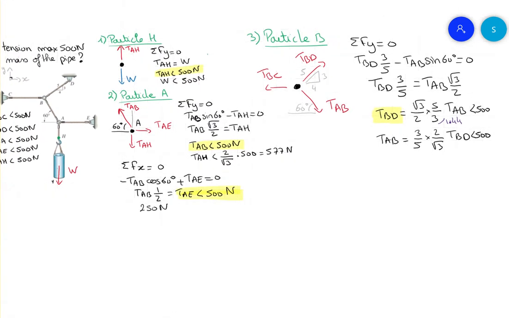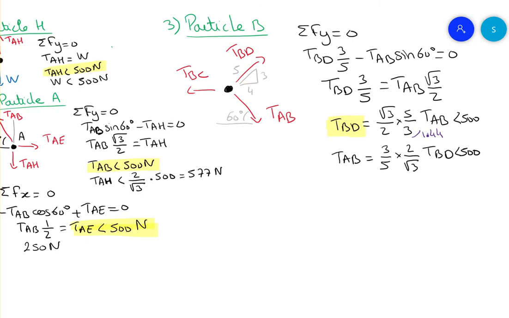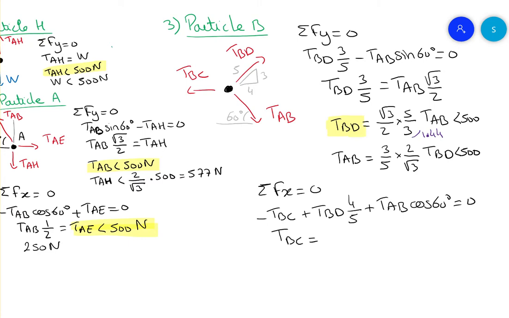And we will do the forces on the y. We will need to come back on all the equations. So now the sum of the forces on x is equal to 0. So we have minus TBC plus TBD times 4 divided by 5 plus TAB cosine 60 equal to 0. So we have TBC equal to 4 divided by 5 TBD. Probably this one will be the critical one. Plus cosine 60, that's 1/2 of TAB.